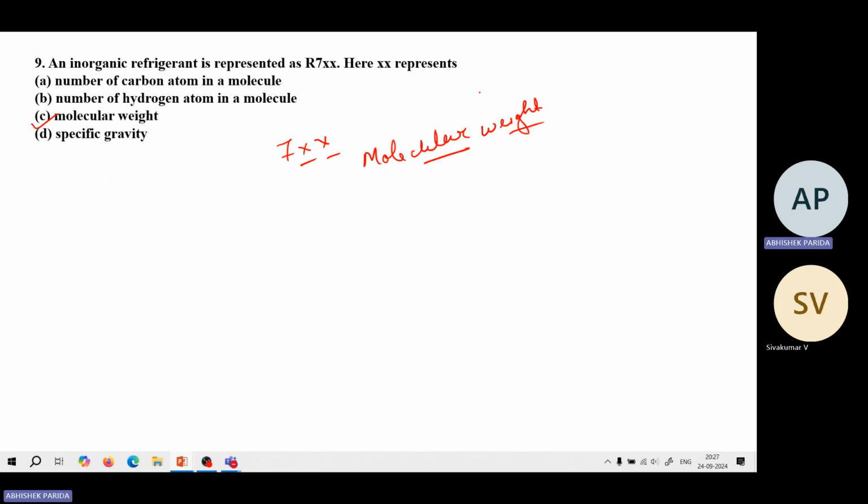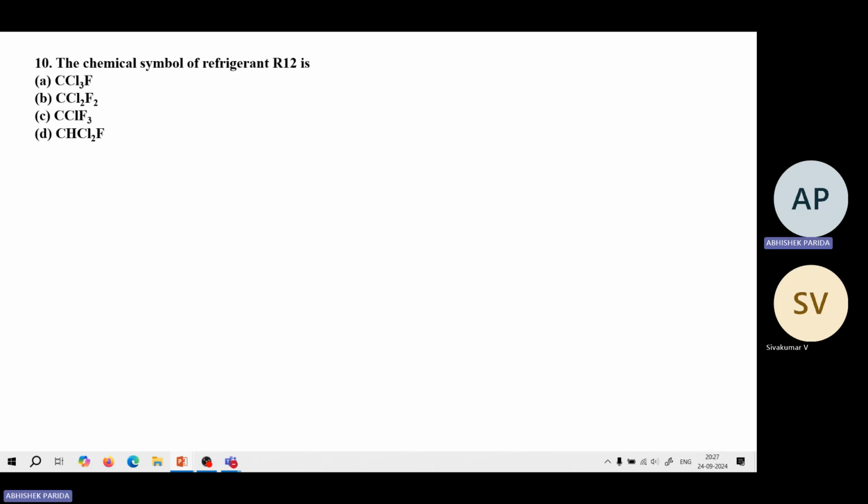Then the next question is question number 10. The chemical formula for R12. So this is an exercise. Try to find out what is R12. First of all, in such questions, always focus on how many digits are given. So it is 2 digits. So there cannot be any refrigerant starting with 1 and having two digits. So consider it as 0, 1, 2. So R012. First of all, this is X, this is Y, this is Z.